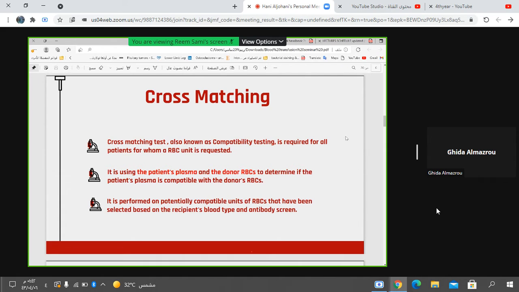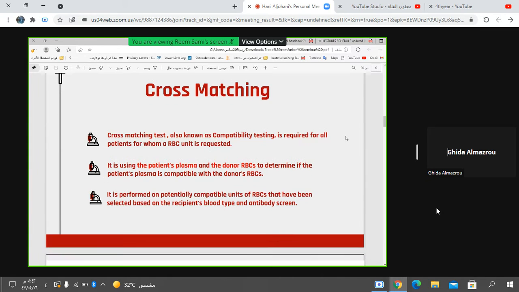Okay, so we also have another definition, which is known as cross-matching. Cross-matching is also known as compatibility testing. It is done when 2 compatible units of RBCs have been chosen. We do it just to make sure they are compatible. What we will do is take the patient's plasma and the donor RBCs, mix them together, and see the result of the reaction, whether it is compatible or not. Next slide.